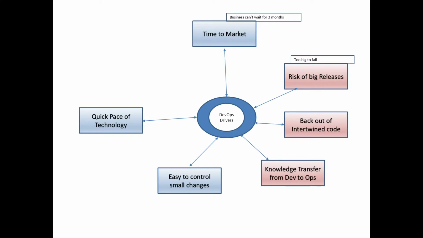Quick pace of technology. The technology is changing so quickly, and if developers learn and never transfer the knowledge to the ops, or if they don't sit together, they don't share, then the operations team or the support team are left out.